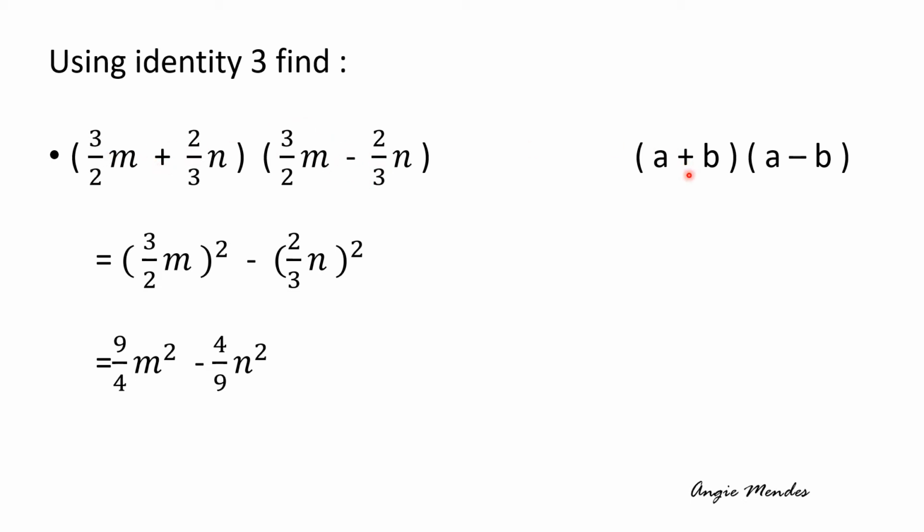So you know now we can use this identity, and we know what is the solution to this identity. (a + b) multiplied by (a − b) is a² − b². So that's what we are going to do. We will do a² − b². So when you square this, this is what you're going to get, 9/4m² − 4/9n².